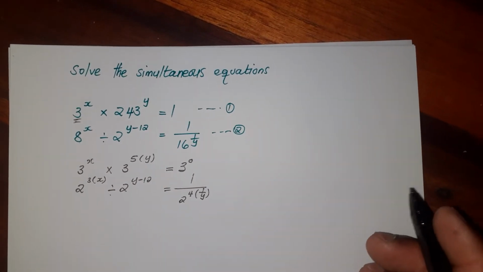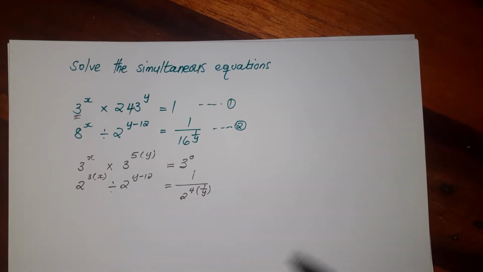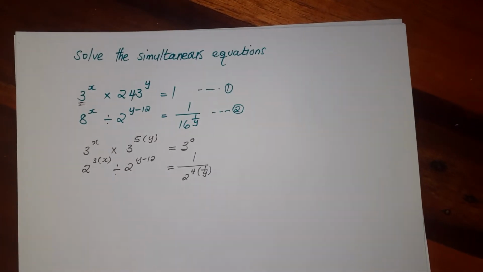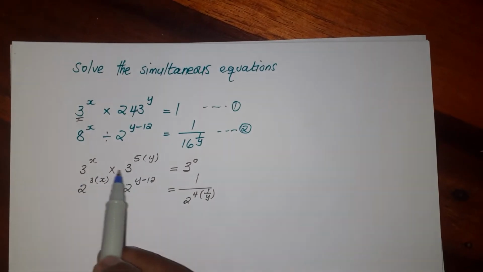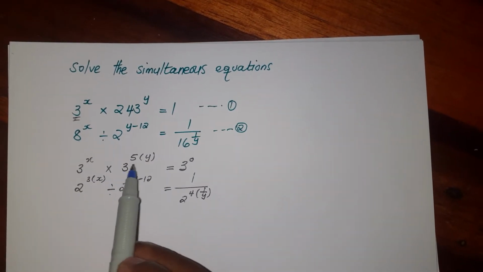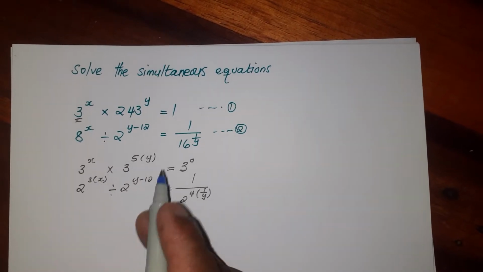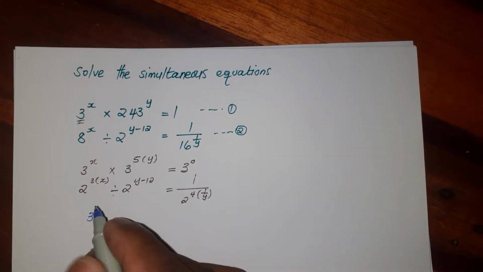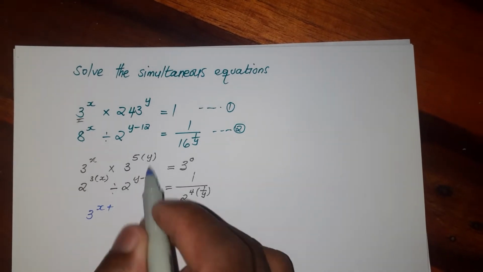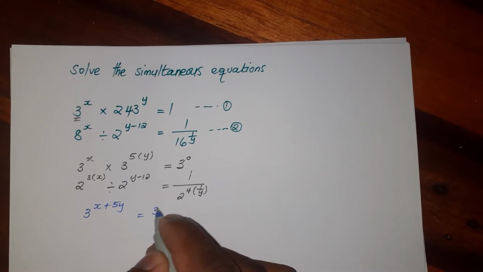Once we are done with that, then we can now work on the exponents. Let me use a different color here. Now what I can see here is that we are multiplying 3 to the power x times 3 to the power 5y. So when we are multiplying, we add the exponents. So we write only 3 to the power, and then we add the exponents, which is x plus 5y, equals 3 to the power 0.